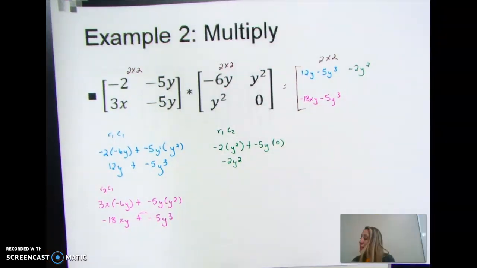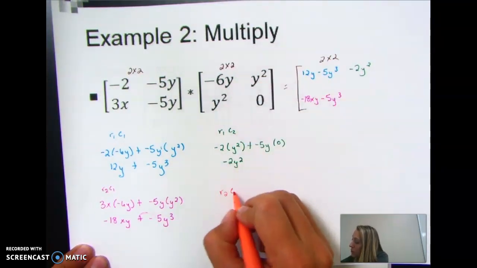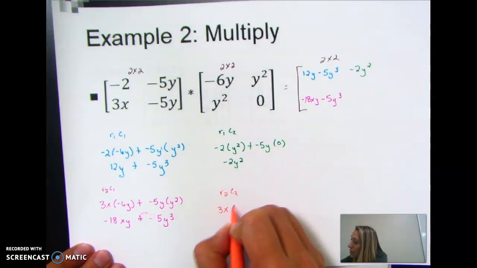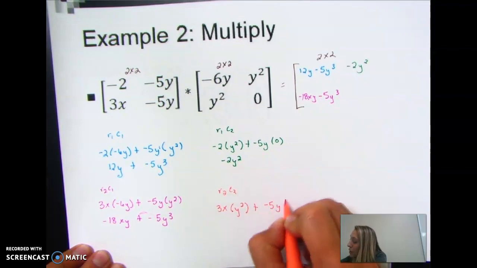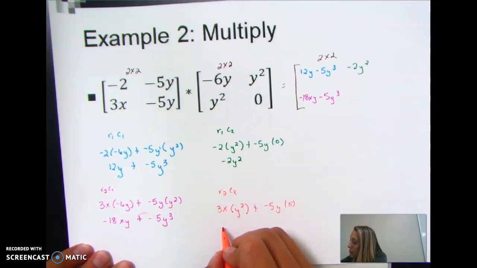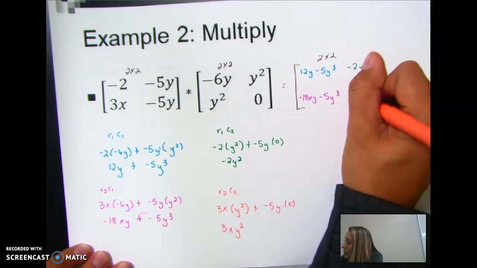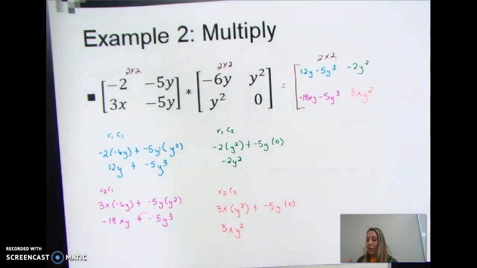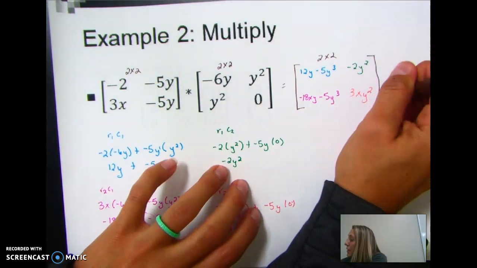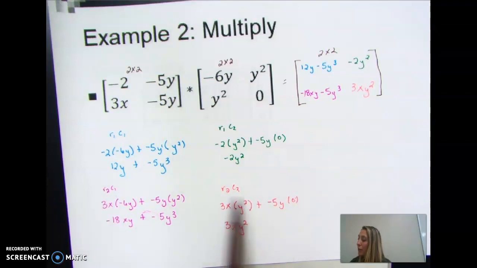All right, and my last entry is going to be row 2 times column 2. And I'm going to do 3x times y squared plus negative 5y times 0, which ends up being 3xy squared. And anything times 0 is 0, so 3xy squared. And that is the end of my matrix. Again, please pay attention to the way that I've organized everything. I've shown all my work. I wrote down where I was putting everything to help me remember where I need to put it.